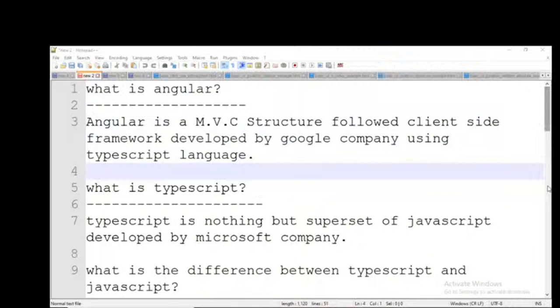Server-side technologies like Java and Python connect to the backend database, and it handles HTTP requests. Okay, right. Now I'm going to tell you my point.